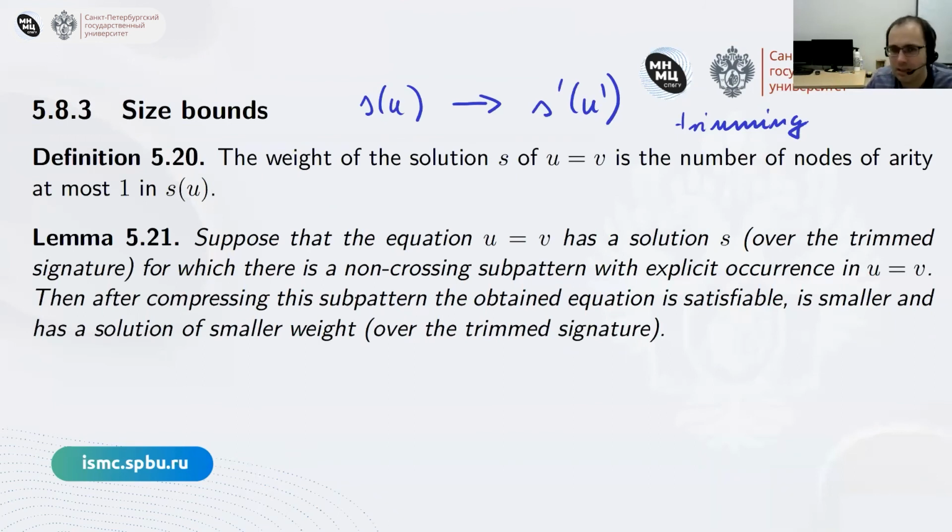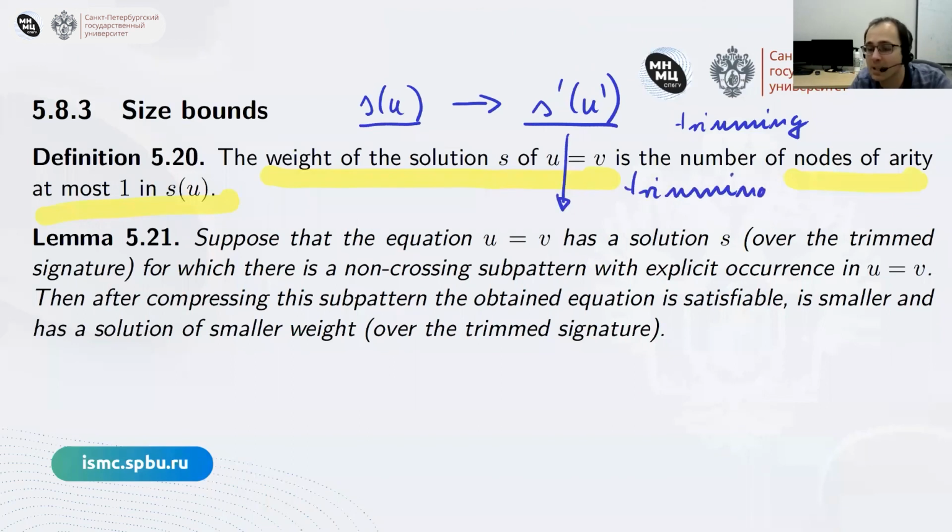But if we look not just at the size of the term, but at an appropriate weight, then it's still fine. The weight of the solution is just the number of nodes of arity 1 and 0 in the substitution. For this measure, the trimming does not increase the weight. So we have some solution; due to compression we get a smaller solution, and then the trimming could make it smaller still. The compression decreases the weight, because either it removes a child, or it compresses several unary letters into a single one. So the weight gets smaller due to the compression, and then the trimming will not increase the weight. And why is that so?